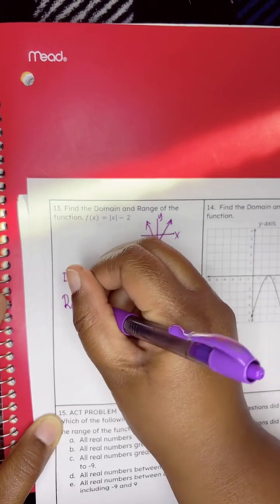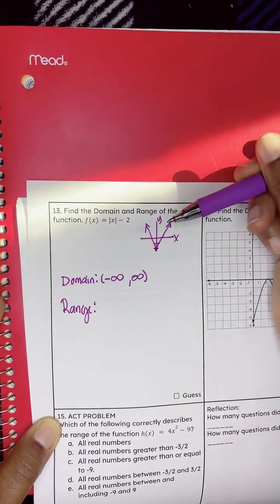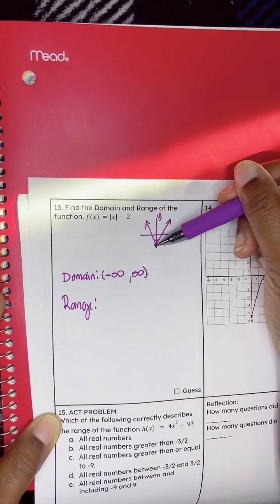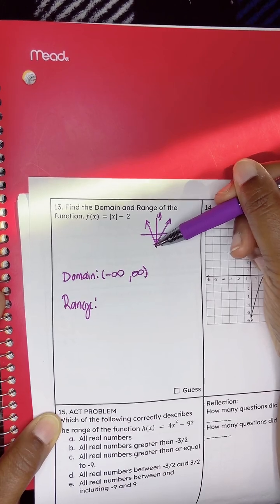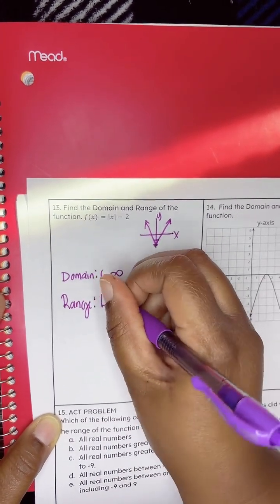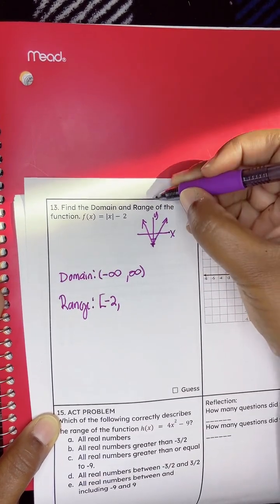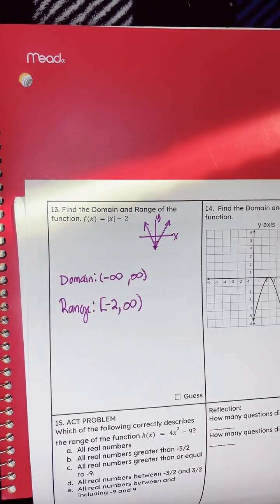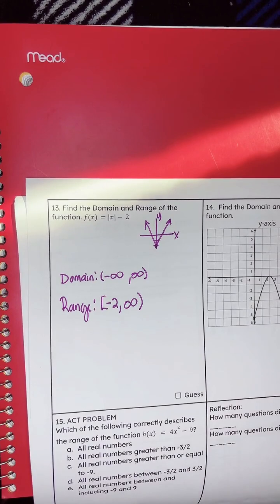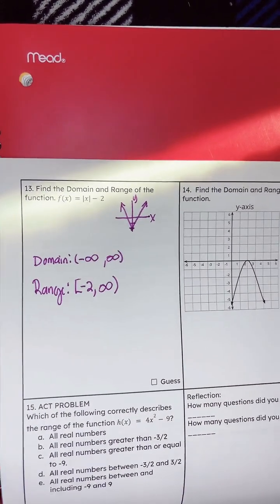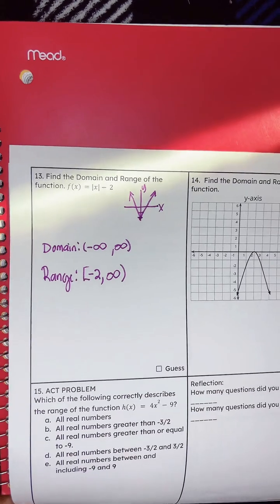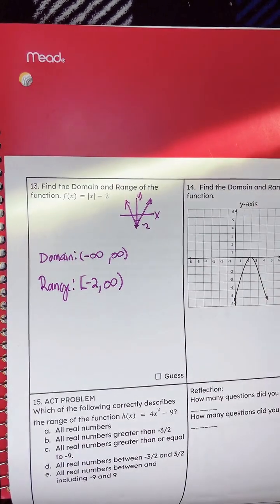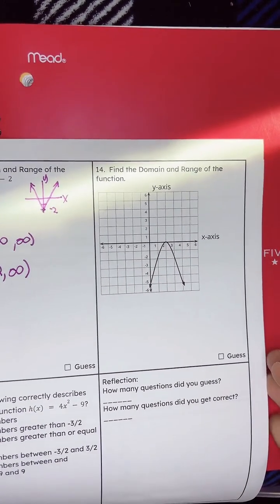Now the range. The range, where does it start at on the Y? It starts at -2. And then it goes all the way up. See how it opens up to positive infinity. Good. Okay, it's starting down here at -2. Okay. Well, let's go to 14.